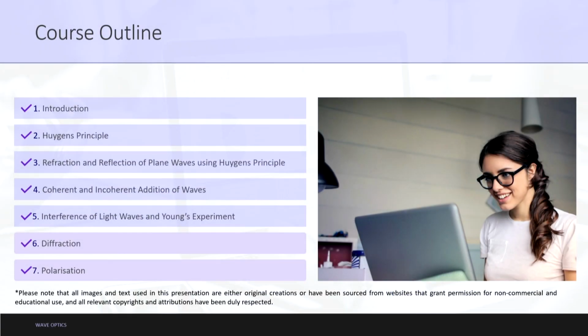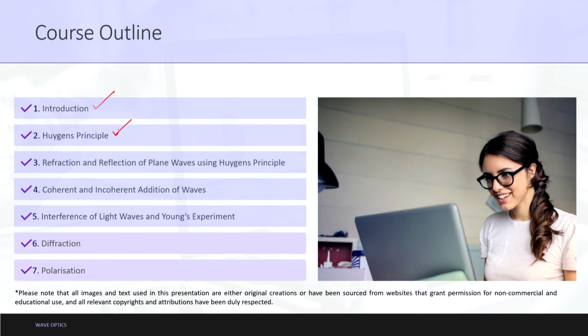Let's begin our discussion. So first of all, let us go to the course outline here. First of all, we started with the introduction concept, that is, what is wave theory and how it is different from the Descartes theory of light. What was Descartes theory? It was a particle theory of light which predicted that light always consists of different particles and moves in a straight line.